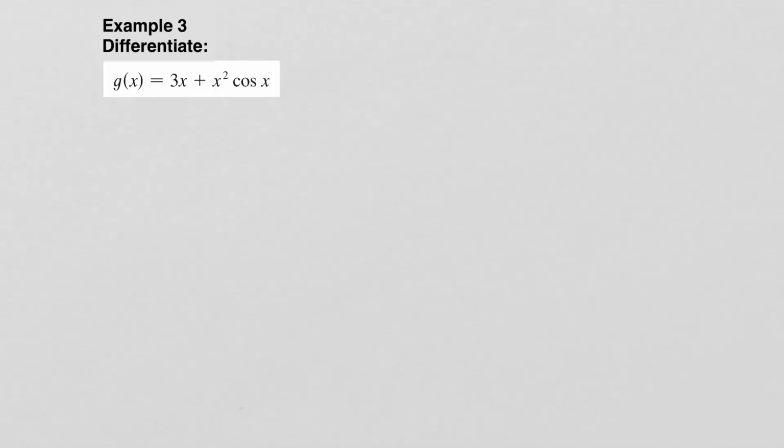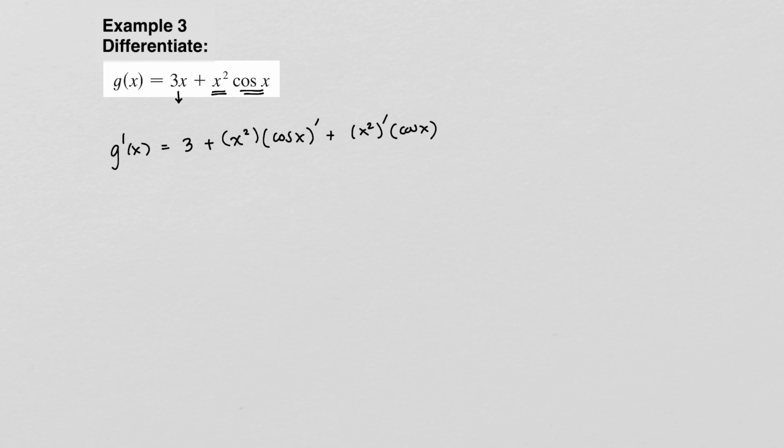Next, let's take the derivative of the function g of x equals 3x plus x squared times cosine of x. So g prime of x, we're going to start by taking the derivative of 3x, which of course is just 3, plus, and then here we have a product rule. So we'll take the first function x squared multiplied by the derivative of the second function cosine of x, plus the derivative of x squared multiplied by cosine of x.